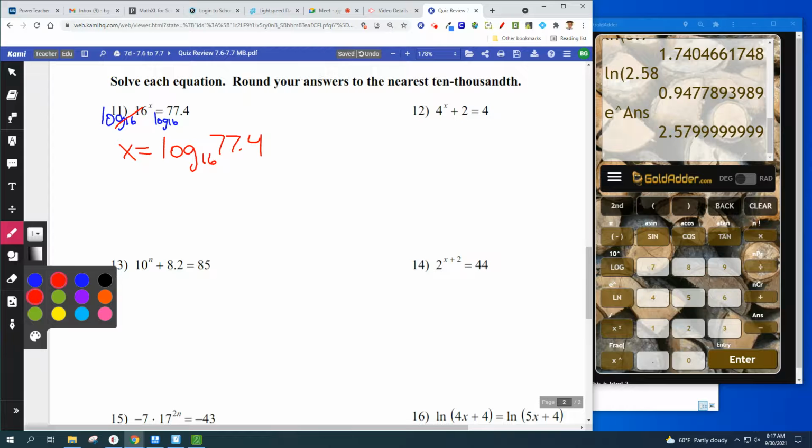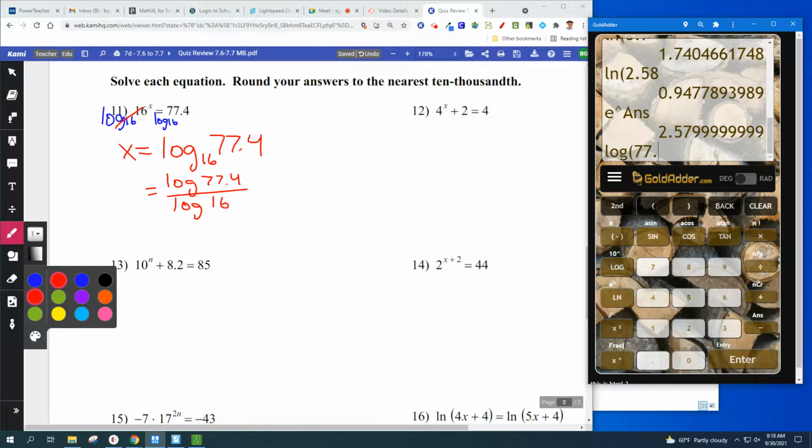Well, this is your change of base formula again. We don't have a log base 16 button on the calculator. You've got a log button, a log base 10. So we use the change of base formula, log 77.4 over log 16. That's going to be your answer. Log 77.4 divided by log 16, 1.56. It says round to the nearest 10,000th, so 4 decimals, 5686.